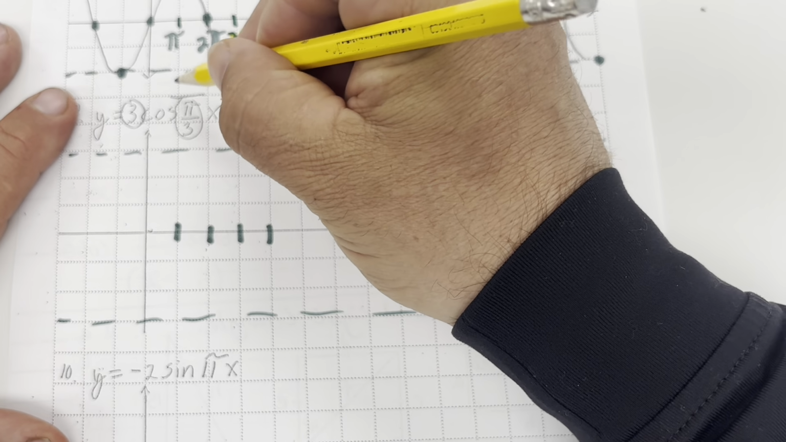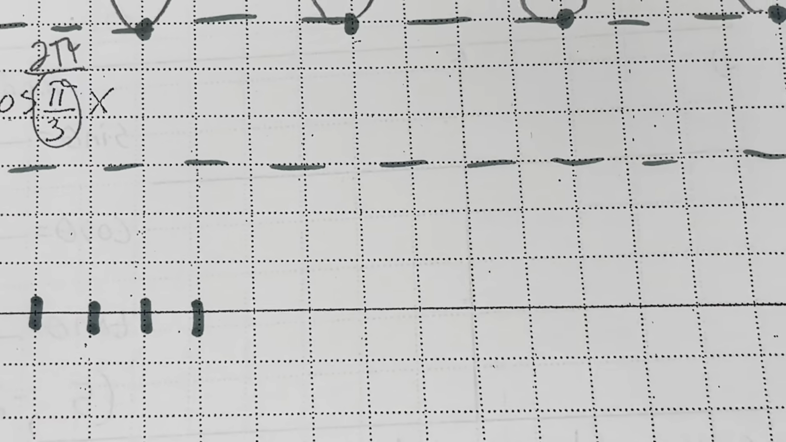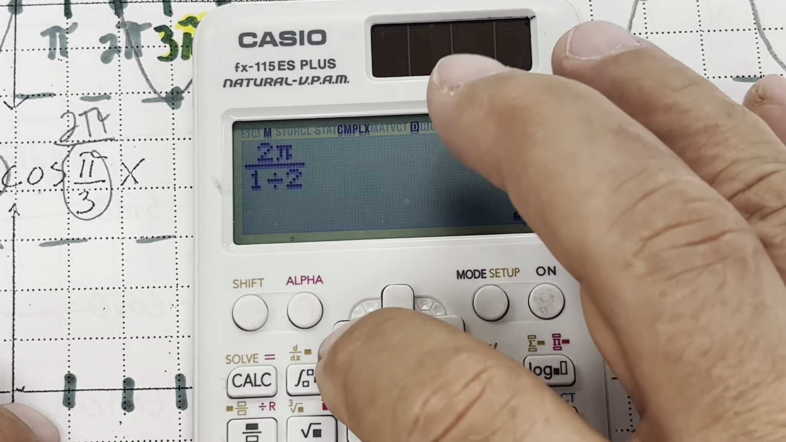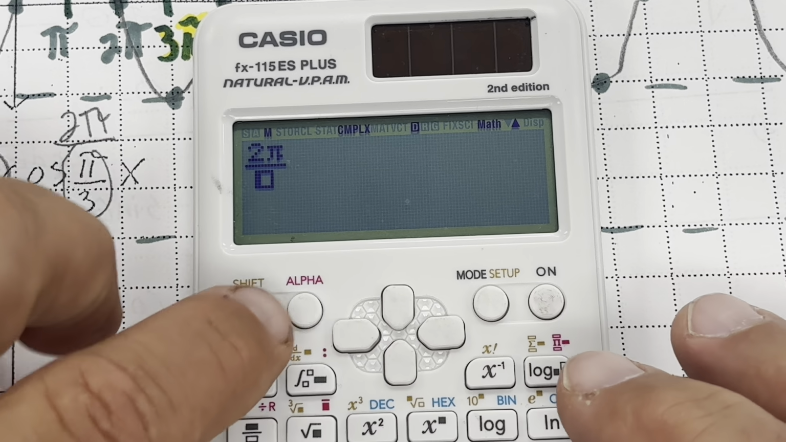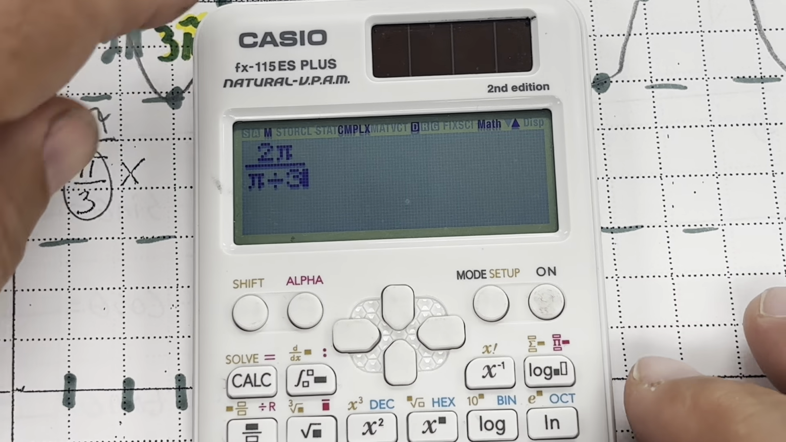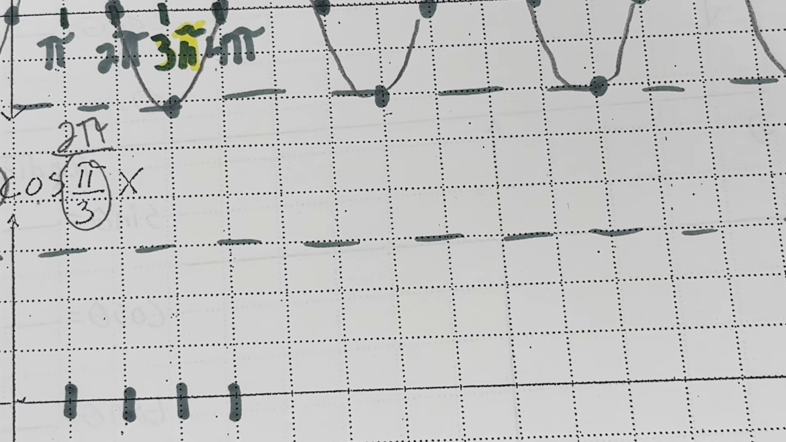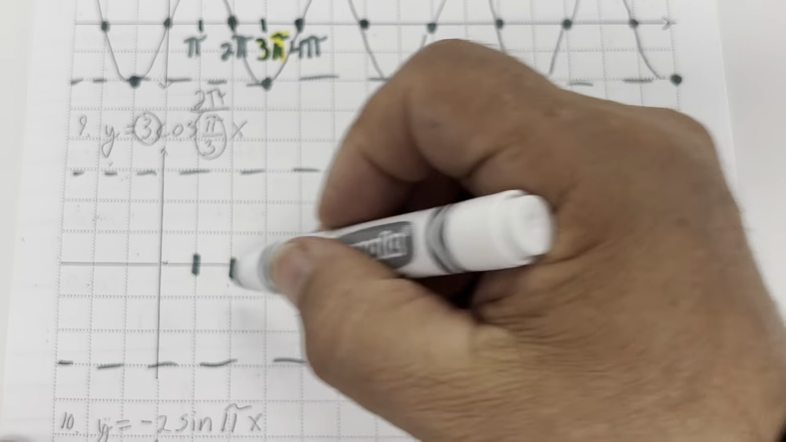2 pi divided by 3. So we're going to type that into the calculator. 2 pi divided by 3. So pi divided by 3. And when we hit enter, it kicks out 6. So our fourth spot, we put a 6 there. Always go out 4. Put a 6 there.